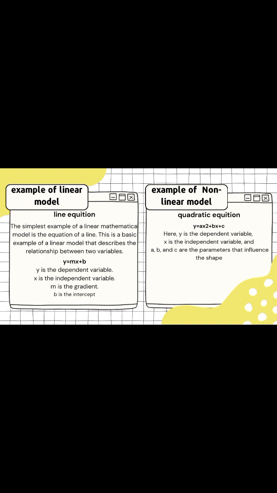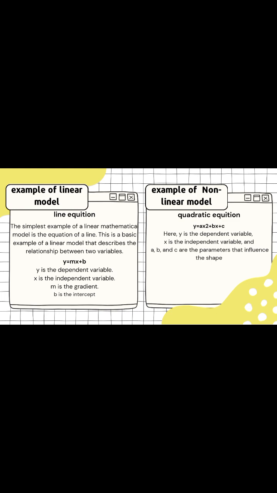These are examples of the two types. The simplest example of a linear mathematical model is the equation of a line. This is a basic example of a linear model that describes the relationship between two variables. y = mx + b. y is the dependent variable and x is the independent variable, m is the gradient and b is the intercept.